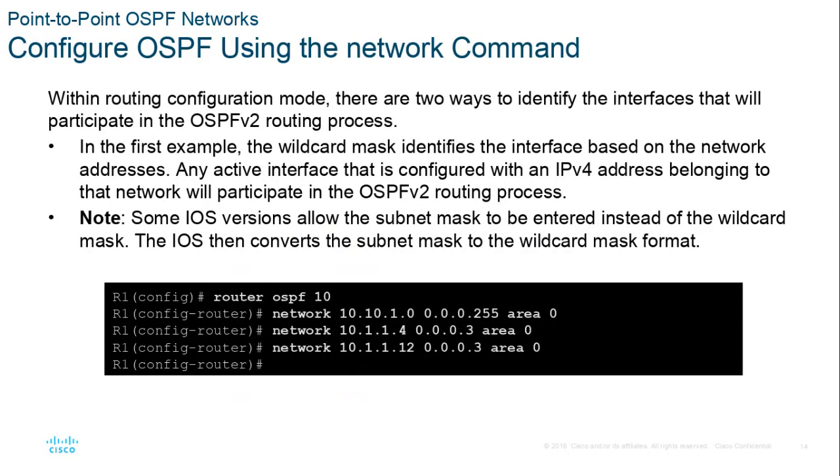So here's an example of a router that has three different networks on its three different interfaces. R1 had three different interfaces. One of them was a slash 24, 255.255.255.0, so that mirror images out to 0.0.0.255. One of them was 255.255.255.252, which is an address-saving slash 30 network that becomes 0.0.0.3.